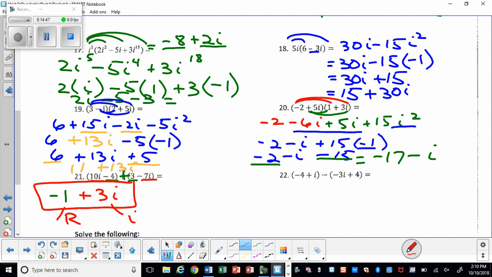Number 22, this is minus in the middle. So you have to distribute the negative. It makes everything here opposite because it's negative and then these are added together. So that would be the distributive property. So negative 4 stays the same, plus i stays the same. But now it's going to be the opposite of negative 3i, which would be positive 3i. And the opposite of positive 4 would be negative 4.